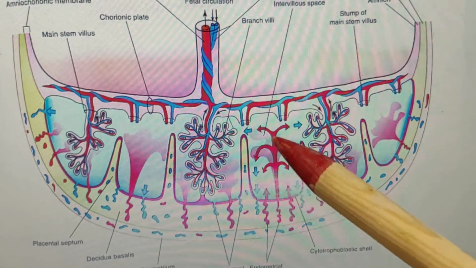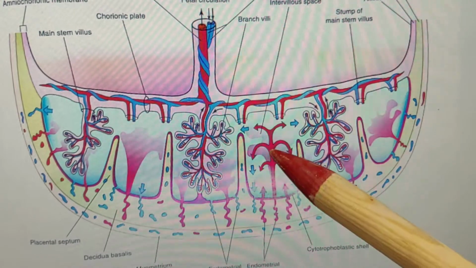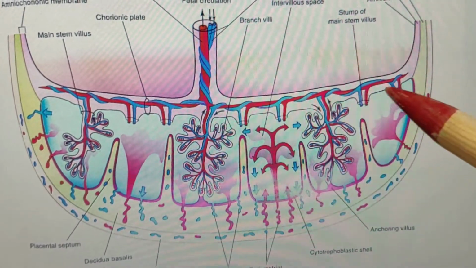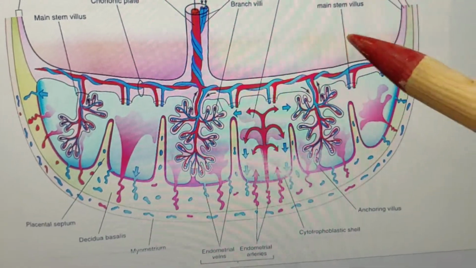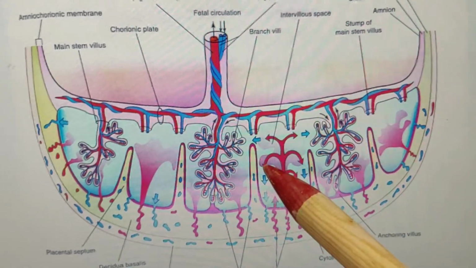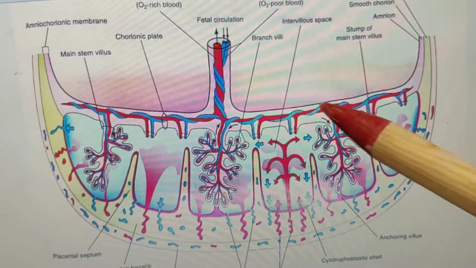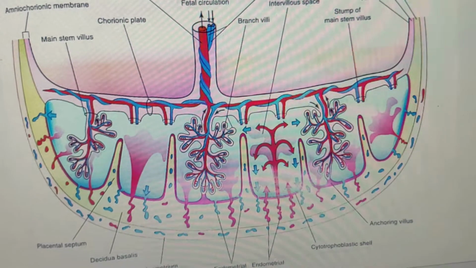These arrow marks indicate the circulation of the mother's blood in the placenta, while these arrow marks indicate the circulation of the fetus in the placenta. Means one thing is clear, both the bloods flow opposite to each other and exchange of material takes place through the placental membrane.